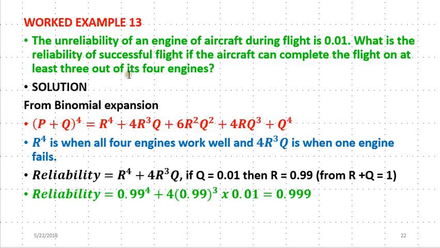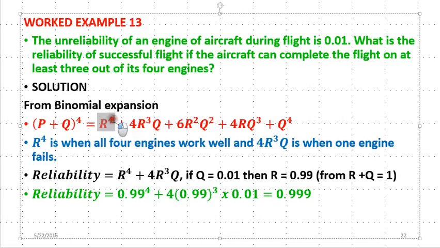But we are told that it needs at least 3 out of the 4 engines for the successful operation. So if you look at R raised to power 4, it means all the 4 engines are working. And R raised to power 3 means 3 of the engines are working. But anything downward here, we don't have up to 3. So the first and second terms are the ones I'll take to evaluate.